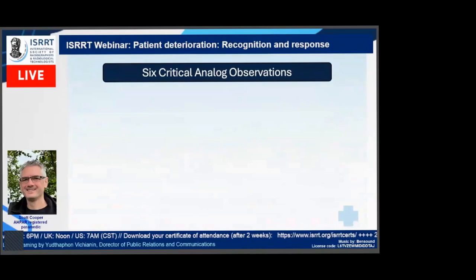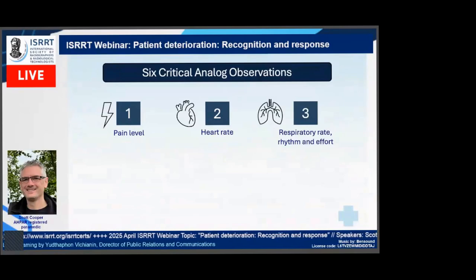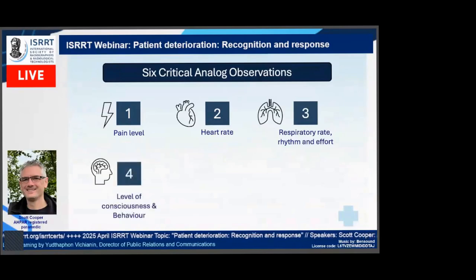So the 6 critical analog observations that I'm proposing that we probably need to get MRPs to focus on are: number 1, pain level. Is the pain increasing or decreasing? Number 2, heart rate. Is it tachycardic or bradycardic, fast or slow? We're not worried about, again, diagnosing ECGs. We're just worried about whether the heart is fast or slow. Number 3, the respiratory rate, rhythm and effort. Number 4, the level of consciousness and behaviour of the patient, and particularly detecting changes in that. Number 5, the skin temperature, colour and moisture.